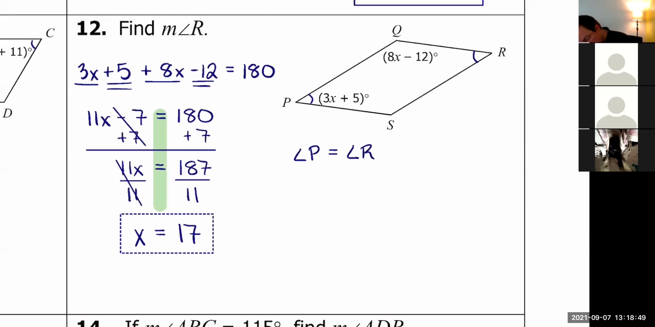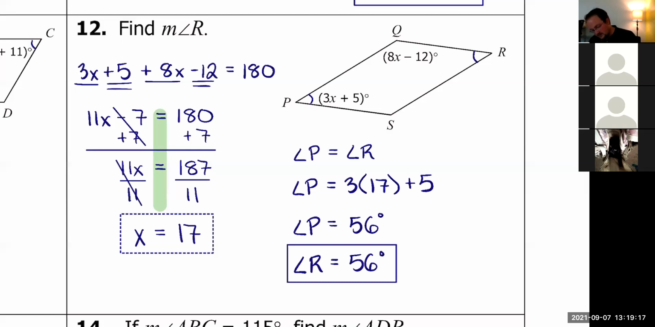Sure. So angle P, we have an expression for 3 times x, which is 17, plus 5, 56. And you calculate that all out. And if angle P is 56 degrees, angle R is also 56 degrees. Good.